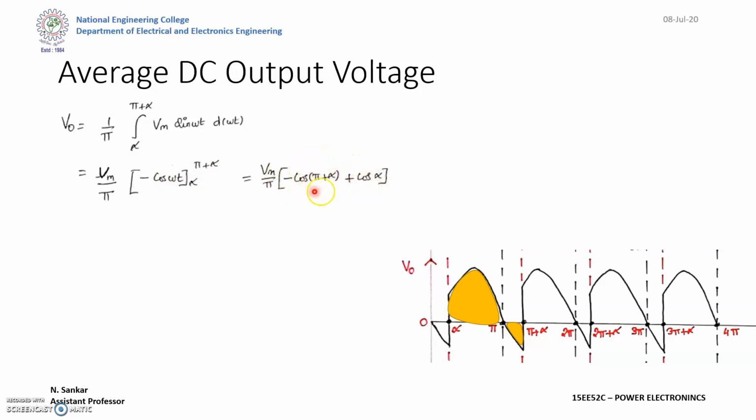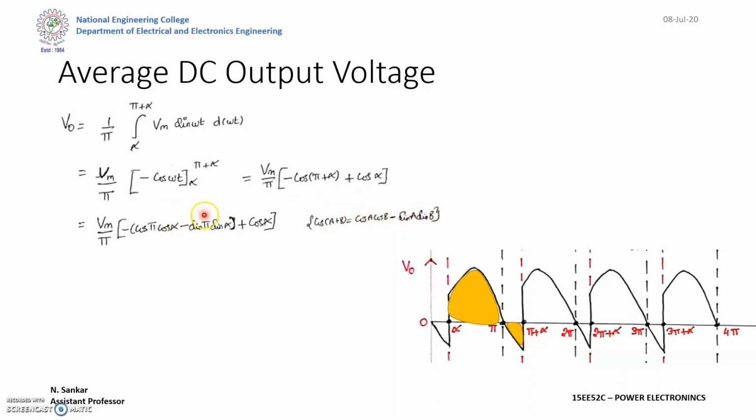We have to expand this expression, that is cos of pi plus alpha. This is the formula of cos A plus B. Everyone knows cos of A plus B is equal to cos A cos B minus sin A sin B. So we are expanding the term and substituting the values: instead of A we substitute pi, and instead of B we substitute alpha. So cos pi cos alpha minus sin pi sin alpha.